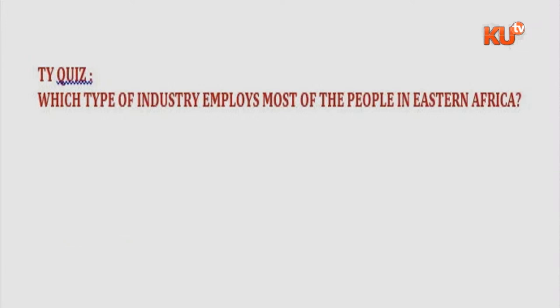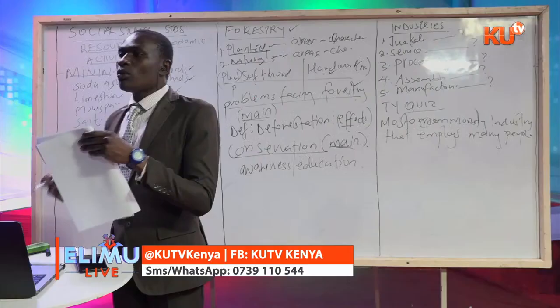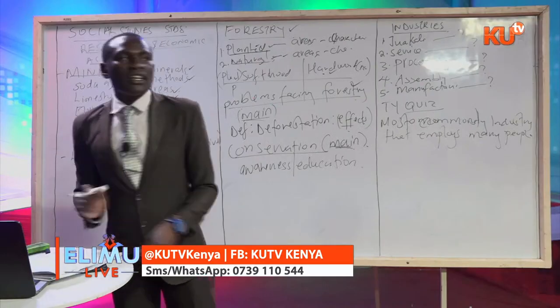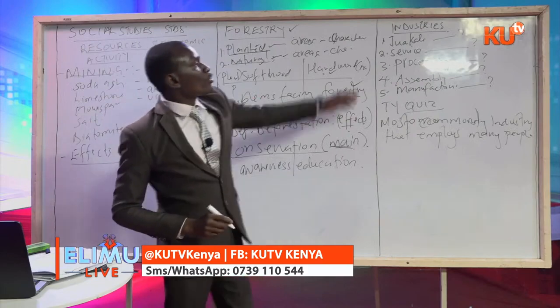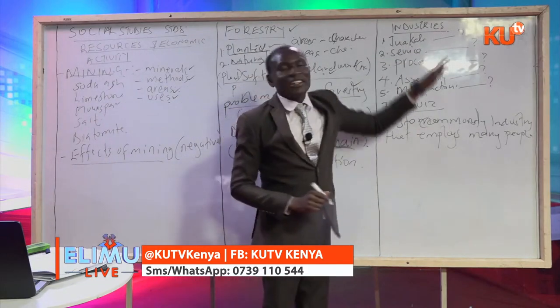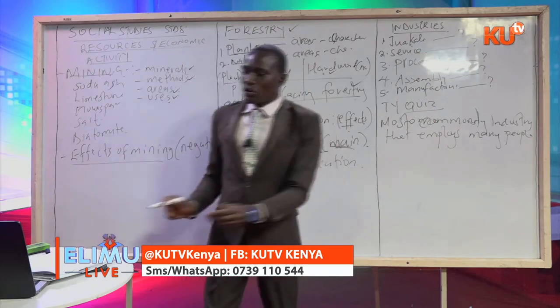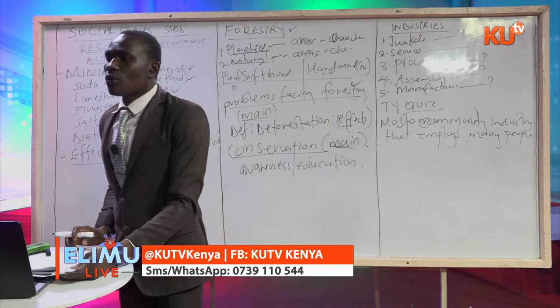That is your TY quiz. Use that number that is down there to give us the correct answer. Then on jua kali industry, which is an area that has been most commonly examined in KCPE, it is also known as cottage industry or fabrication industry. Use the number that is on your screen to give us your answer.